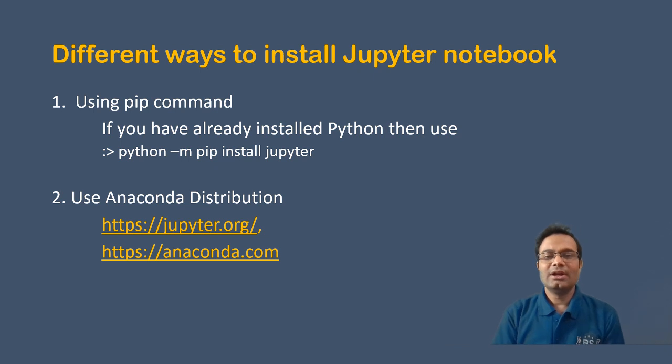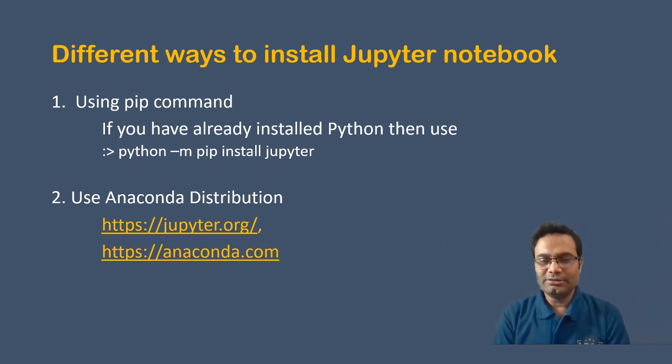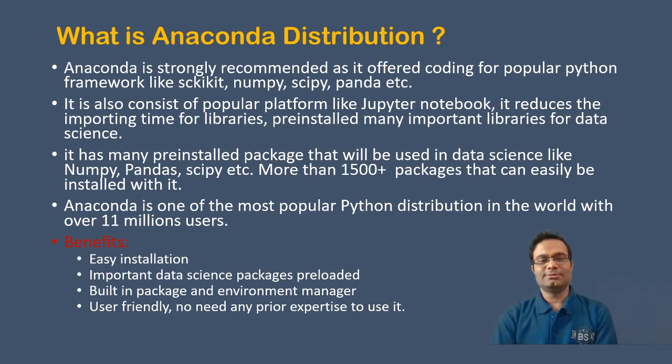So now, how to install the Jupyter notebook? There are two ways to install the Jupyter notebook. One is using the pip command. So if you have already installed Python, then run python -m pip install jupyter. It will install Jupyter. But the best way to install the Jupyter notebook is through the Anaconda distribution. So let me show you what the Anaconda distribution is.